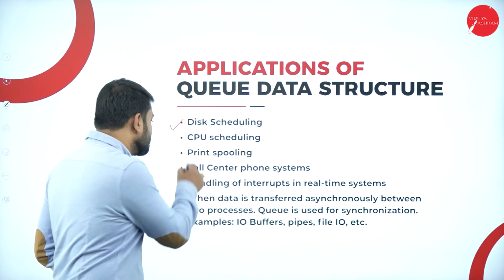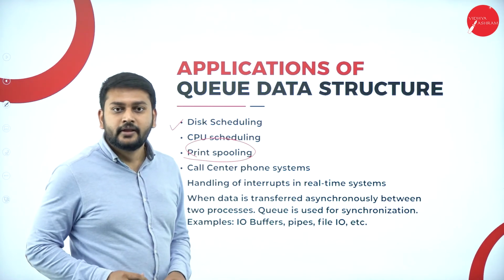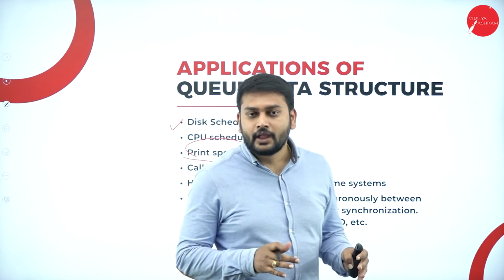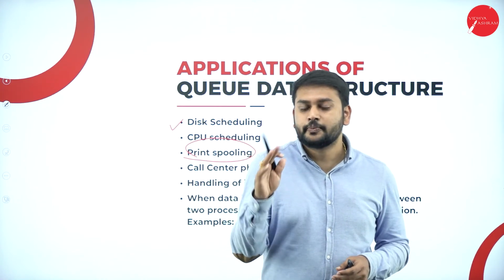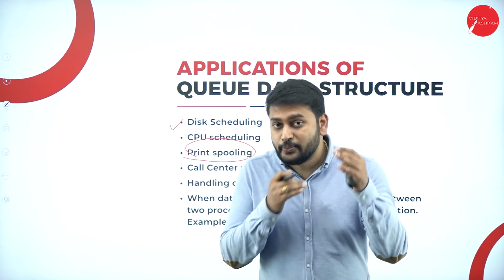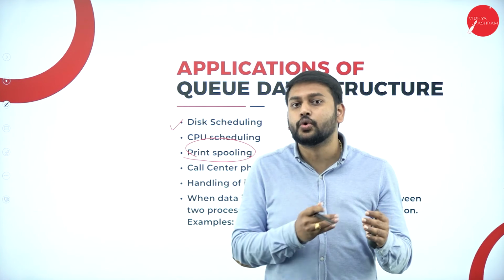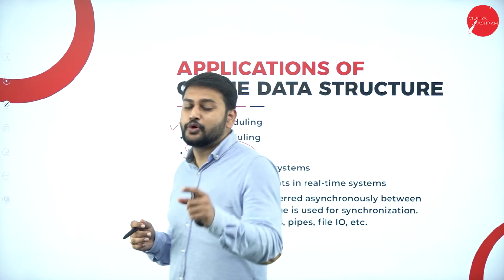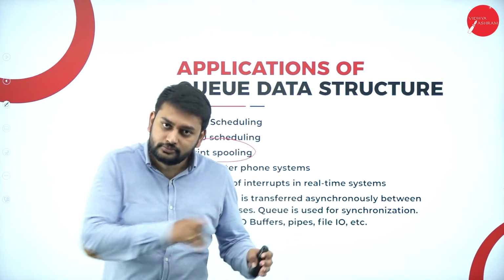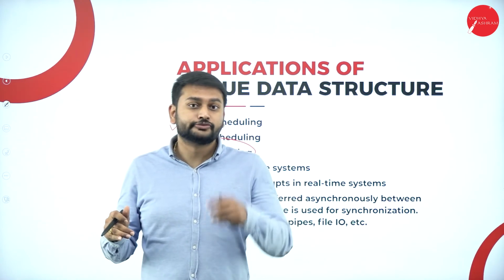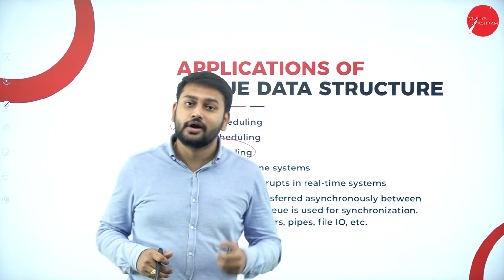In the same way, guys, print spooling. I have the printer, and I need to print a lot of documents. One by one, I will give the print documents. So those printing documents will be in the queue. That's what we call spooling. One by one in the temporary memory of the printer, it will be in the queue. So there also we are using the concept called queues.